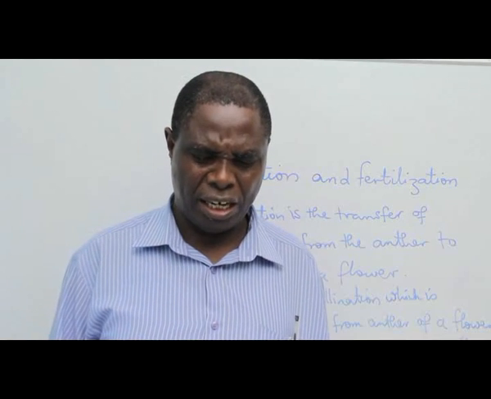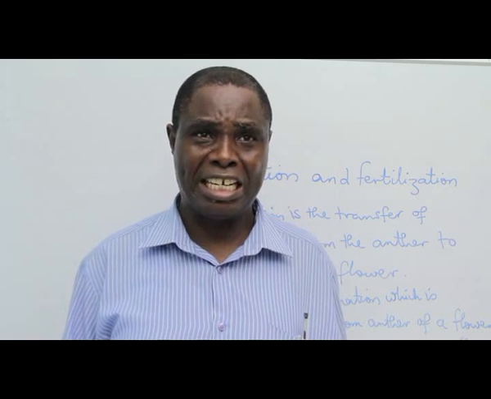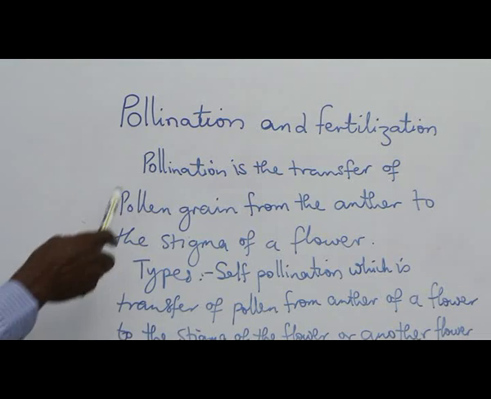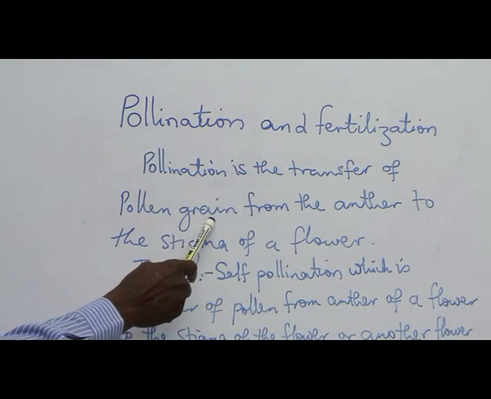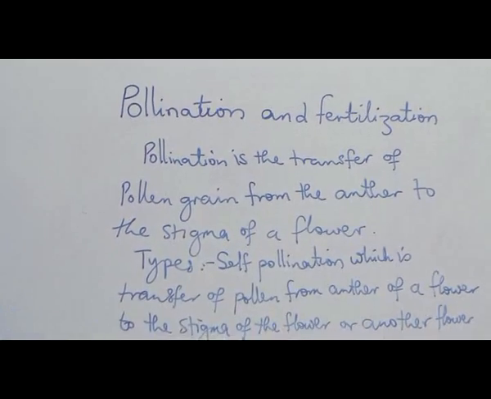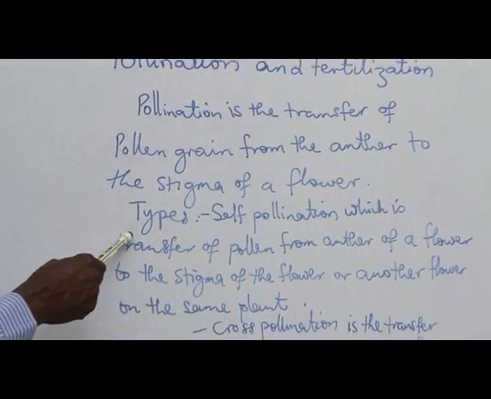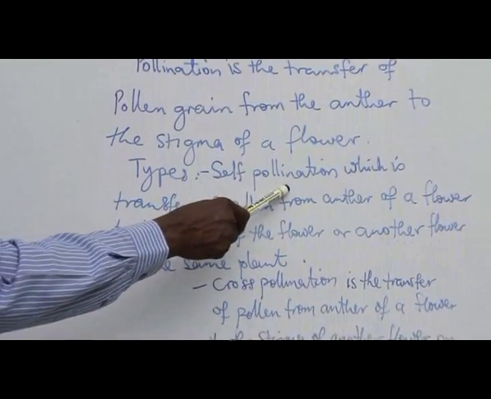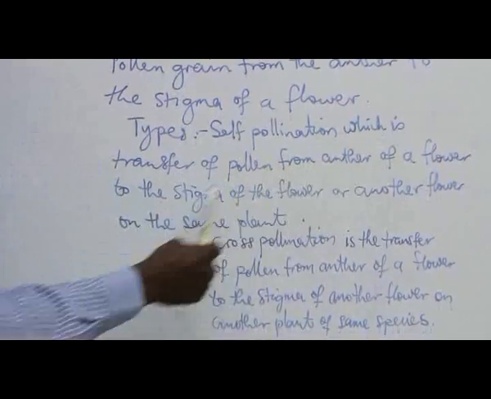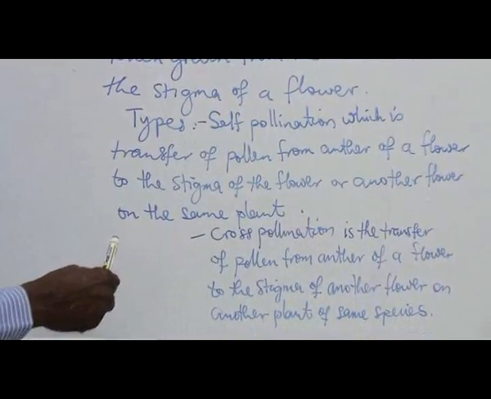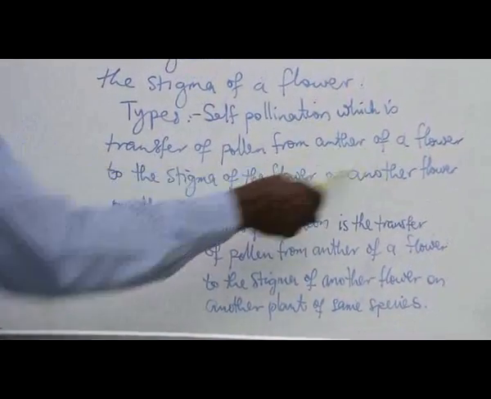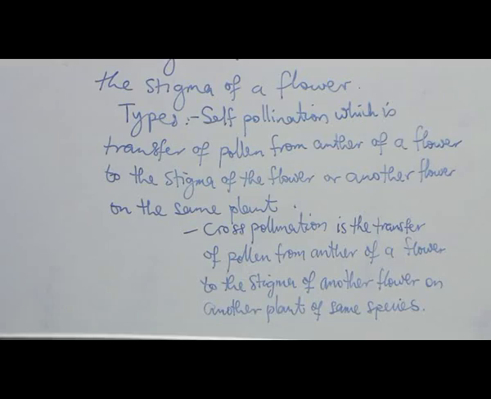Another area we are looking at now in production of flowering plants is pollination and fertilization. Pollination is the transfer of pollen grain from the anther to the stigma of a flower. We have two types: self-pollination, which is transfer of pollen from anther of a flower to the stigma of the flower or another flower on the same plant.